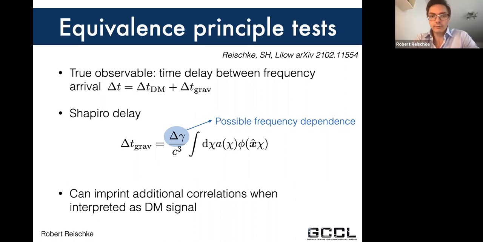Okay, so let's go back to the equivalence principle. As I said, the true observable is actually the time delay between two frequencies. This is the contribution from the normal dispersion measure, which corresponds to the ν⁻² scaling, and the delta t gamma, which is the Shapiro delay, which is induced at two different frequencies only if the equivalence principle is broken. Otherwise, it isn't. And only if, as we just discussed, you have some fluctuating potential along the line of sight, which is not homogeneous. This would then imprint additional correlations in the dispersion measure signal. So that is the very basic idea, that you get this additional contribution.